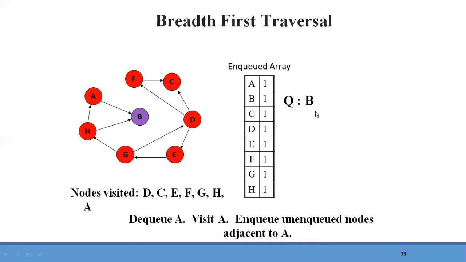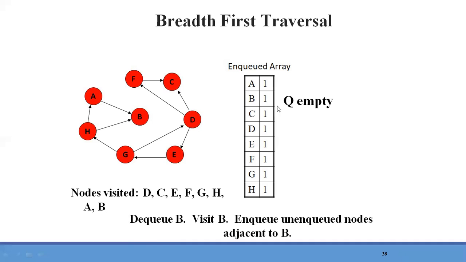So the next node which we will be visiting is node B. So delete it from the queue. So B will be deleted from the queue and here we will visit the node B. As we have visited this, it will be added in the output.